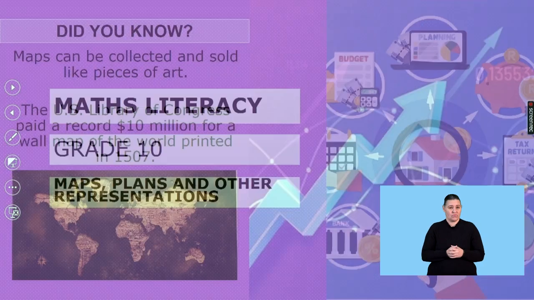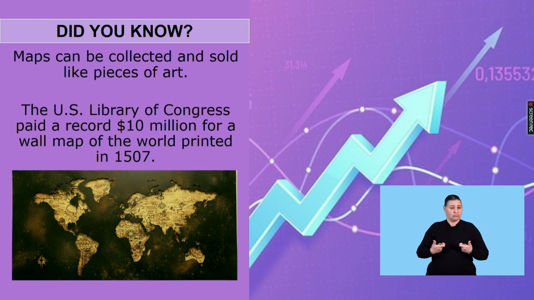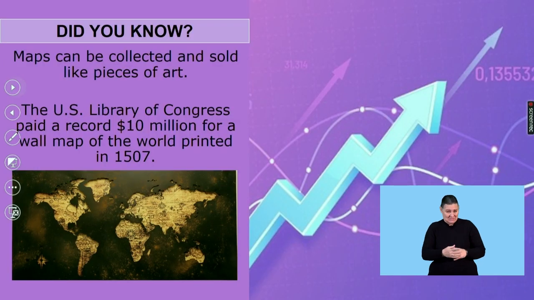Maps can be collected and sold like pieces of art. That's amazing. The US Library of Congress paid a record $10 million for a wall map of the world printed in 1507. That's a lot of money. Let's go to the next one.